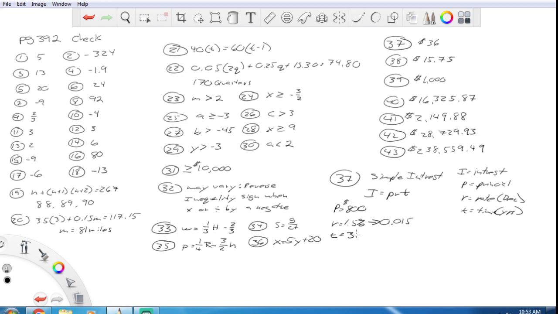This is already in years, so I don't have to do anything with it. Then I just plug into here. So I'm going to be doing interest equals 800 because P is 800, R is 0.015, and T is 3. And I just multiply that out, and I'll get my interest, which should equal $36, but just to check it, 800 times 0.015 times 3 gives me 36. So your interest equals 36, and that's in dollars.